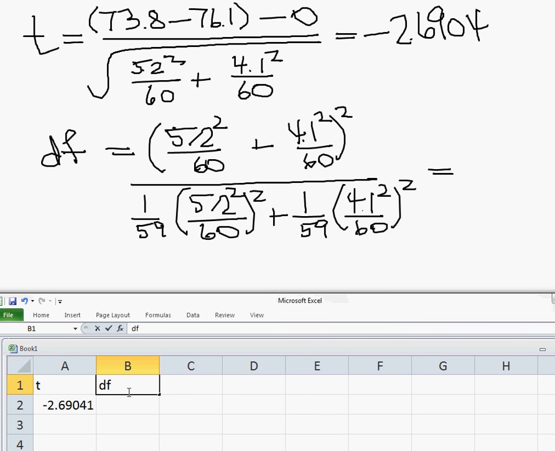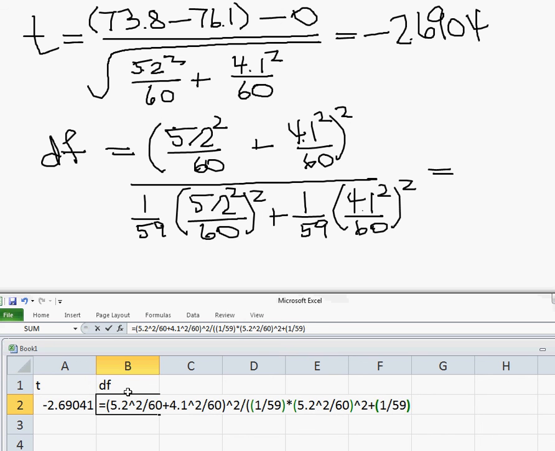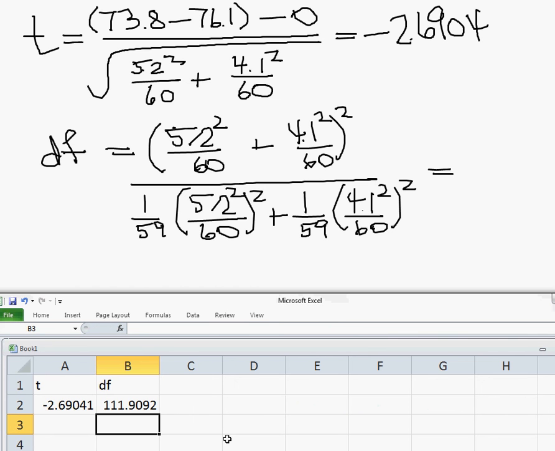So the number of degrees of freedom is equal to 5.2 squared over 60 plus 4.1 squared over 60 squared, divided by 1 over 59 times 5.2 squared over 60 squared plus 1 over 59 times 4.1 squared over 60 squared. And when I hit enter, I should get an answer that's somewhere between 60 and 120, and I do get an answer of 111, rounding down to the nearest integer.